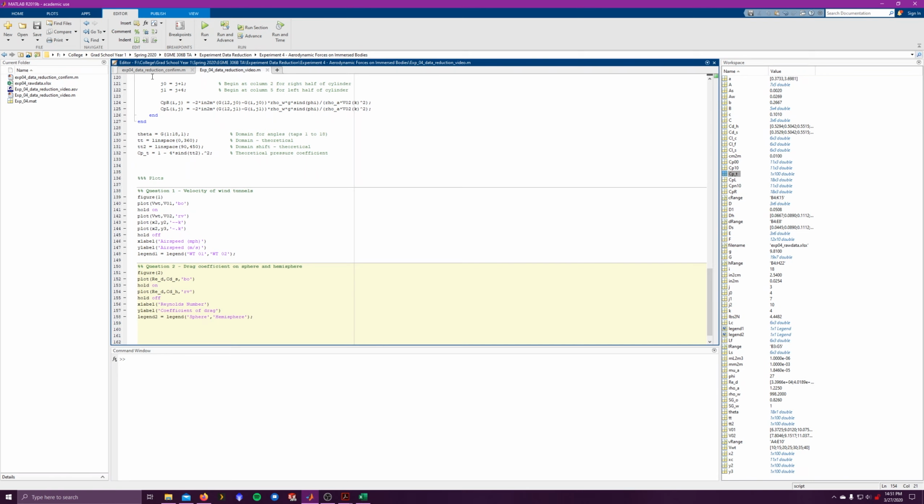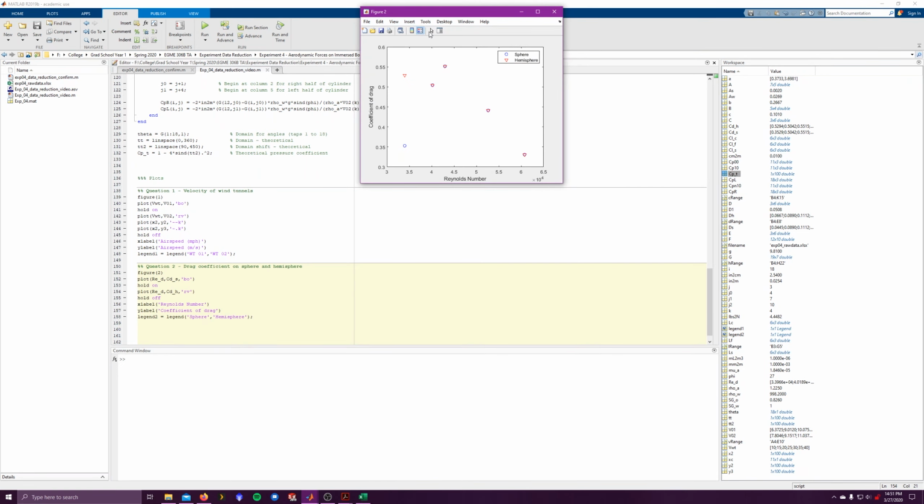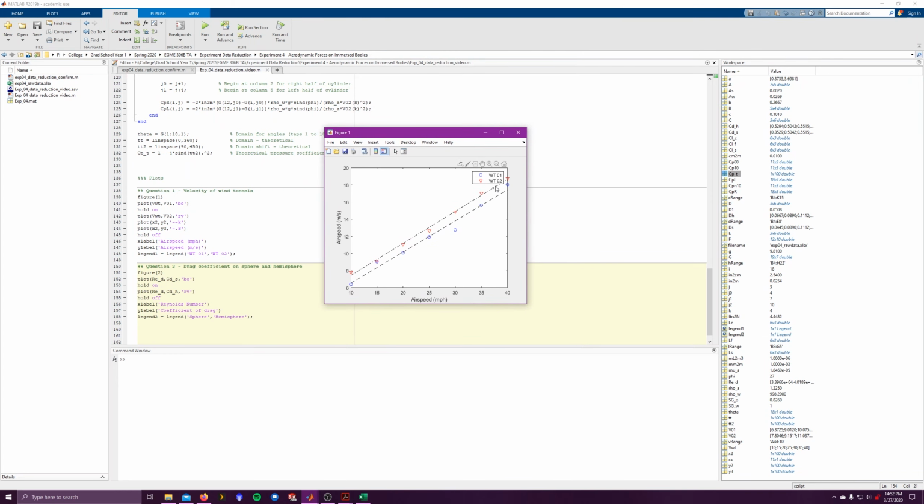So if we run those, here's our coefficient of drag for the hemisphere and the sphere, and I have a legend. And this isn't blocking any of the plots. You can move this around and then save it, or you can actually code out the placement where you want the legend as well. Okay, and then we have our wind tunnel plots. So for this, see, it's kind of blocking it, so I would put it down here, or up here, wherever. Okay, so then we have our plots there.